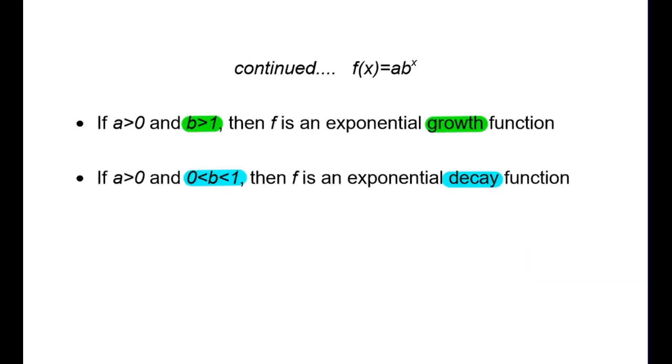The way we distinguish an exponential growth function from an exponential decay function, we're looking at that value of b. If b is greater than 1, it's exponential growth. If b is between 0 and 1, then it's exponential decay. It can never be equal to 1 because if b was equal to 1, well, 1 to the x would always be a value of 1, so then we would actually have a horizontal line and this would not be an exponential function.